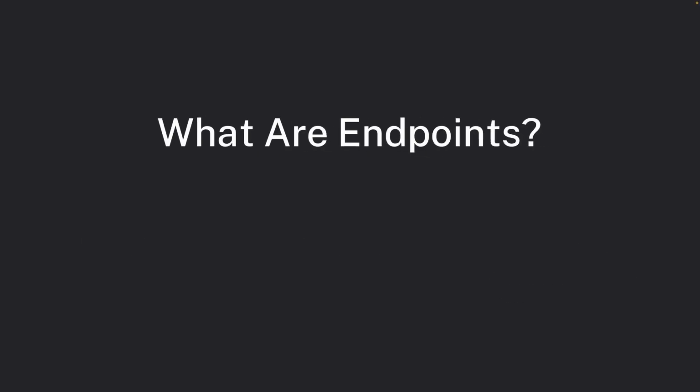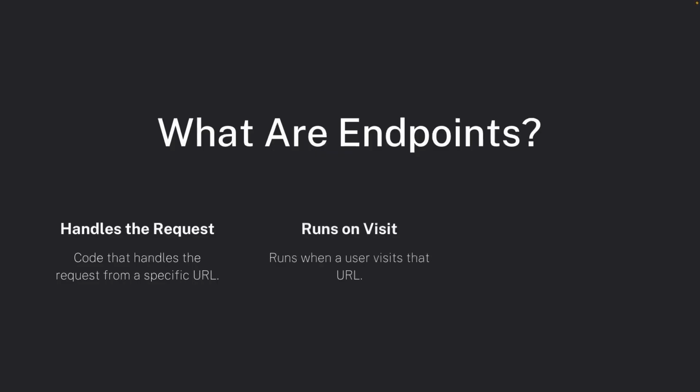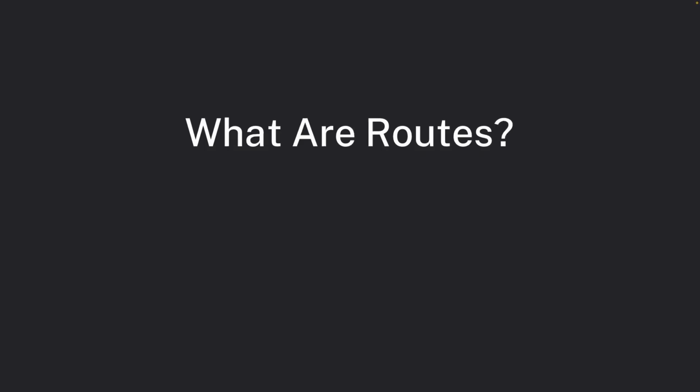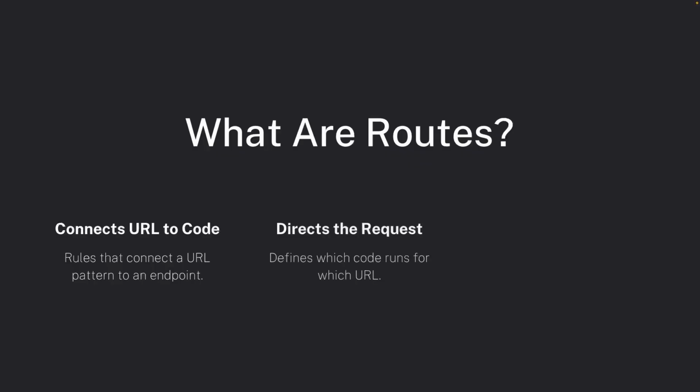An endpoint is a piece of code that handles a request for a specific URL. When someone visits a URL, the server looks for the endpoint connected to it and runs the code. In ASP.NET Core MVC, endpoints usually live in controllers as action methods. A route is a rule that tells the framework how to connect a URL pattern to an endpoint. It defines which code runs when a particular URL is requested.